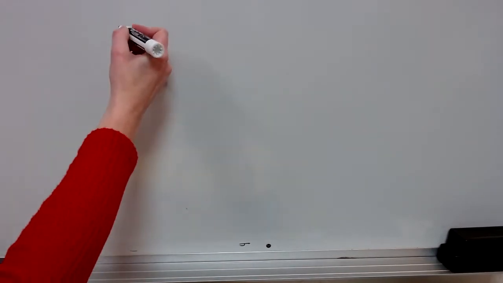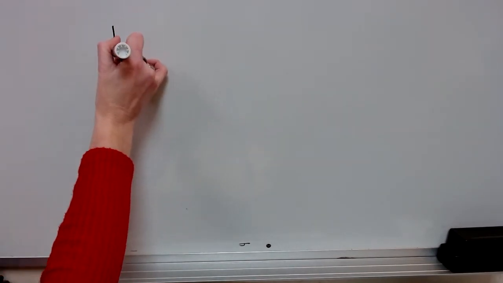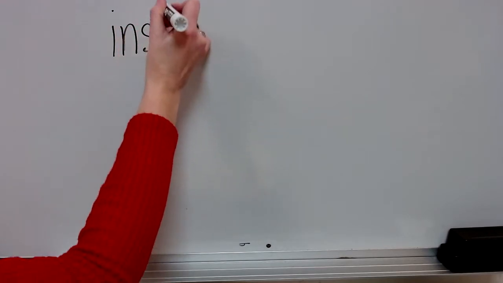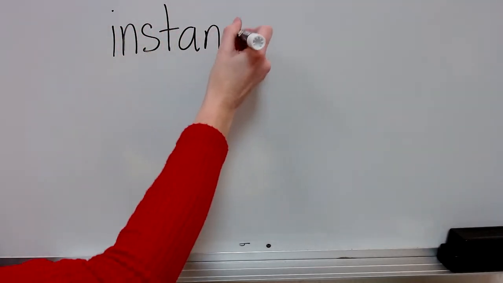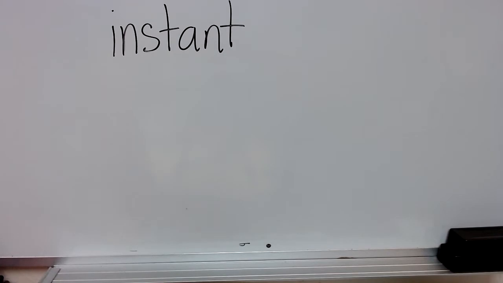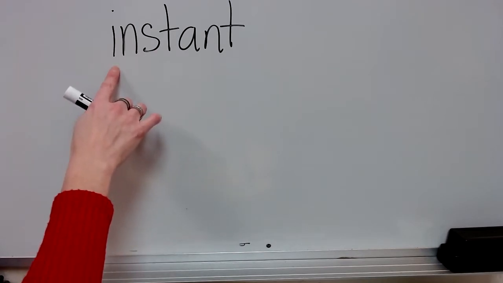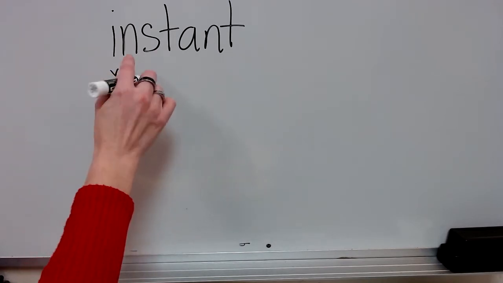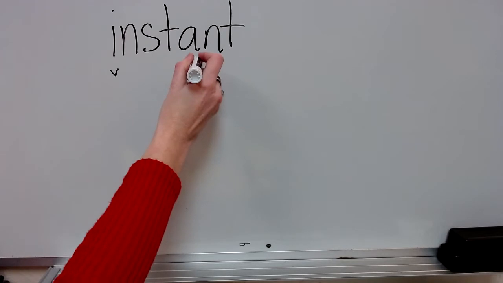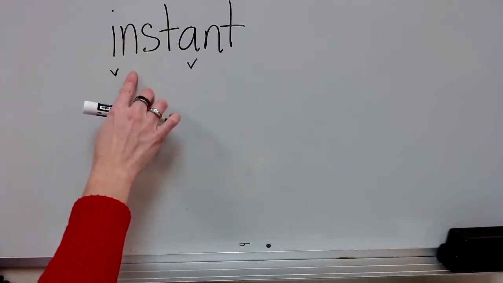Now we're going to talk about breaking words into their syllables. When I come to a word that I don't recognize or cannot pronounce, I can use my knowledge of how to break words into syllables in order to pronounce the word. I know that each syllable has one vowel sound, so the first thing I do is spot my vowels. Here's the vowel, here's the vowel. And then I look in between.